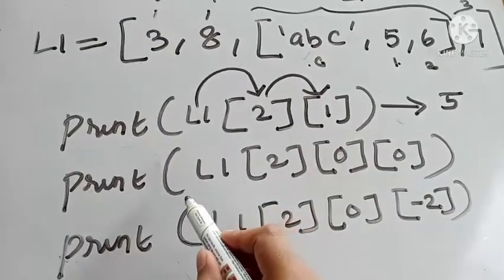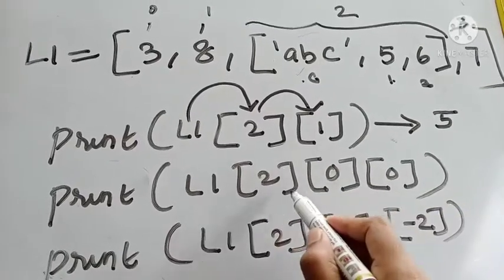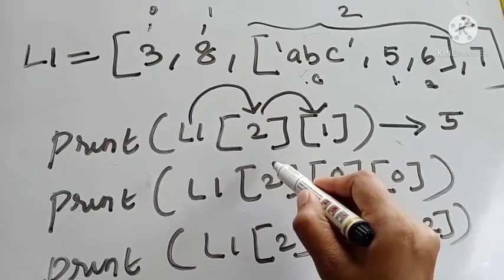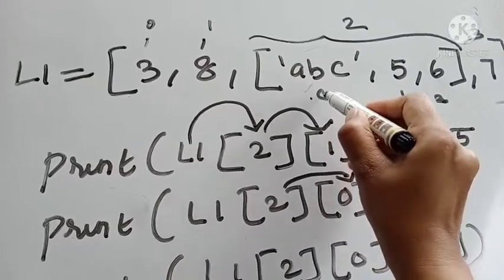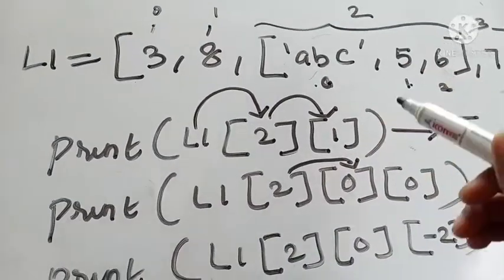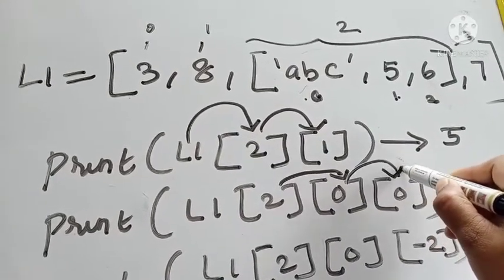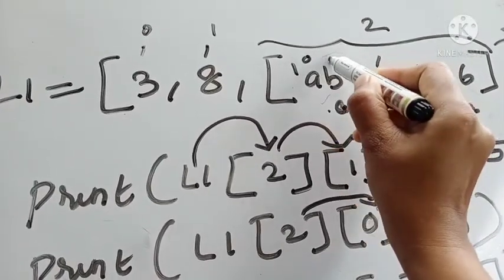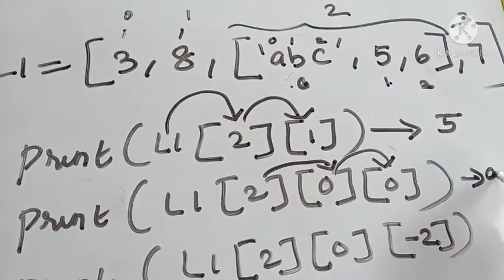And another thing, print L1 of 2 of 0 of 0. You can see 3 square brackets. It is nothing but in the list L1 take the second position value. In that take the 0th position item. What is the 0th position item? This one. In that again you are going inside. In that you have to take the 0th position again. So in this string you can see this is the 0th position, this is 1, this is 2. So the answer is nothing but A only.